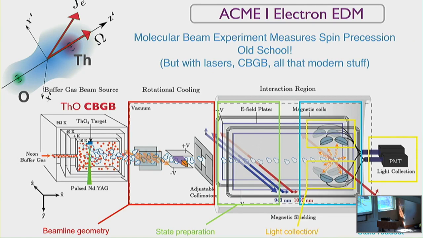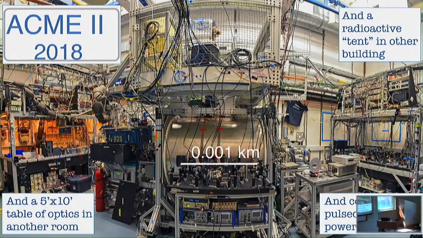These are transparent electric field plates, and lasers go through here. And I think I've got a picture. Yes, here's a picture now, not of Acme 1, but of Acme 2. So we got a result in 2014, which was an order of magnitude improvement over the previous limit on the electric dipole moment of the electron. Acme 2, we got a result in 2018. This is what it looks like.